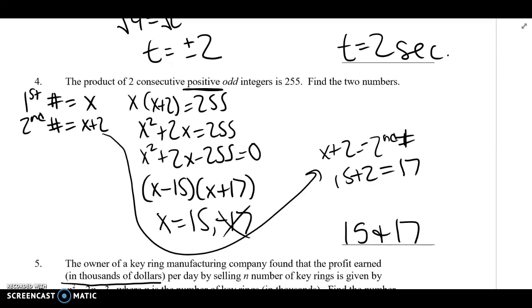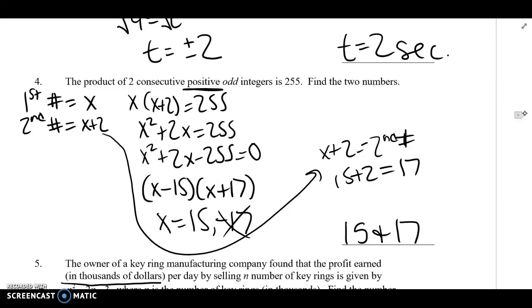For number 4, it says the product of two consecutive positive odd integers is 255. We'll call the first number x and the second number x plus 2 since it is consecutive but also odd. So we multiply those and we distribute the x and we get x squared plus 2x equals 255. Subtract 255 from both sides and factor, and you'll get (x minus 15) and (x plus 17). Set those equal to 0 and you get x equals 15 and negative 17.